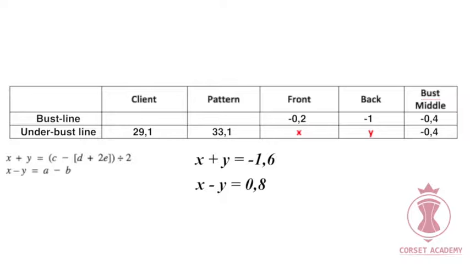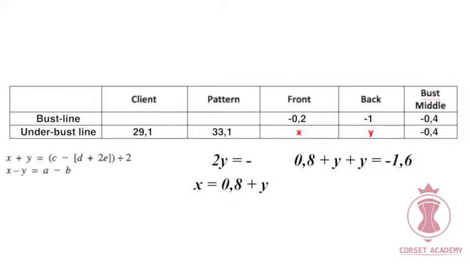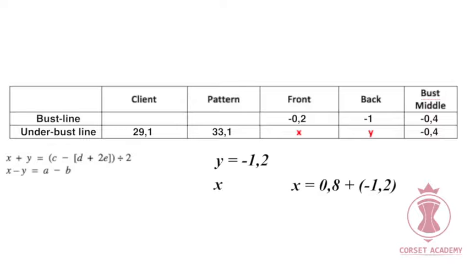I have got a most basic system of two equations that is solved by the substitution method. From the second equation of the system, X minus Y equals 0.8, I find that X equals 0.8 plus Y. I substitute the value of 0.8 plus Y instead of X into the first equation of the system. X plus Y equals minus 1.6. 0.8 plus 2Y equals minus 1.6. 2 times Y equals minus 2.4. Y equals minus 1.2. I substitute the value into the equation. X equals 0.8 plus Y equals 0.8 plus minus 1.2. X equals minus 0.4.